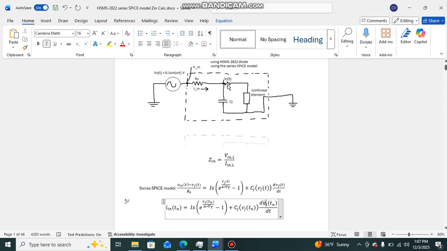So the junction voltage is just the voltage division of the impedance of the capacitor divided by the resistor plus the impedance of the capacitor, times our input voltage harmonics.